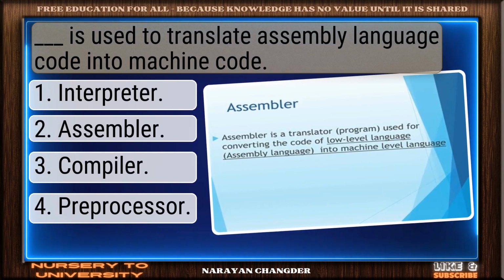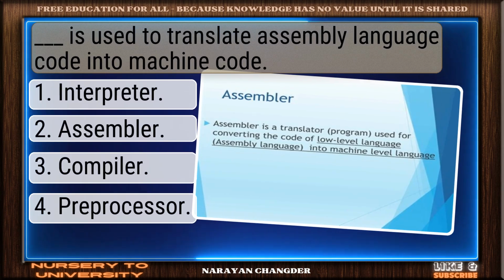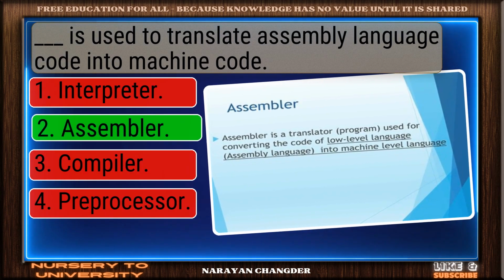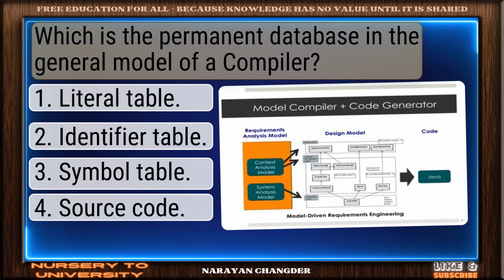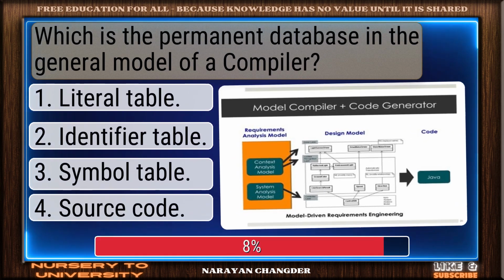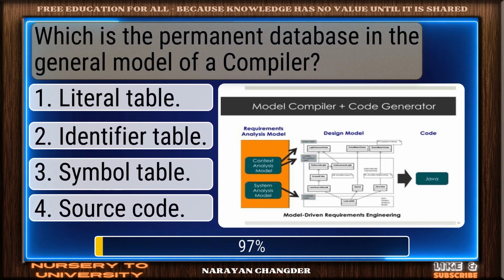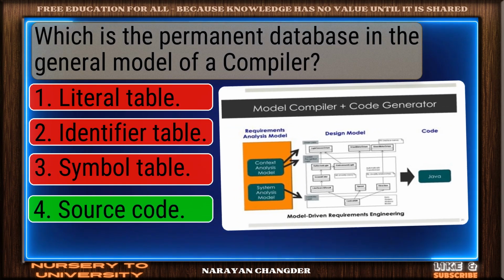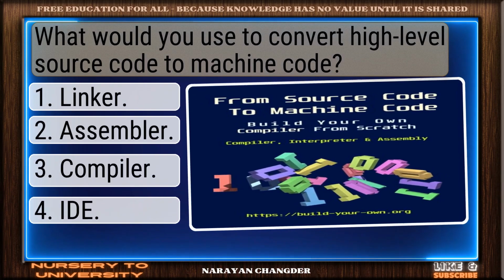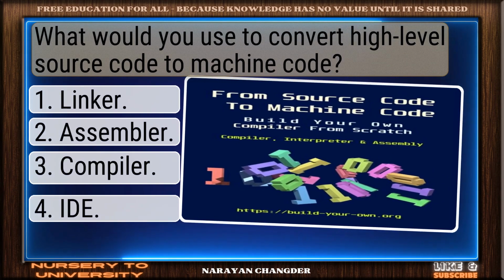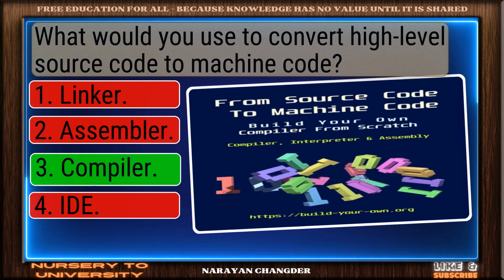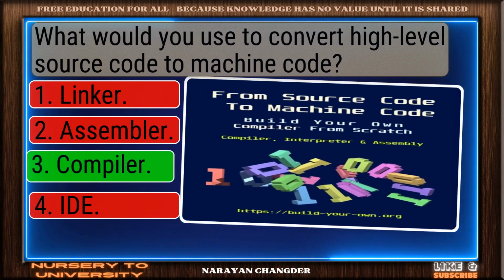Dash is used to translate assembly language code into machine code. Exactly. Assembler makes sense. Which is the permanent database in the general model of a compiler? Well reasoned. Source code is correct. What would you use to convert high-level source code to machine code? Right choice. Compiler is best.